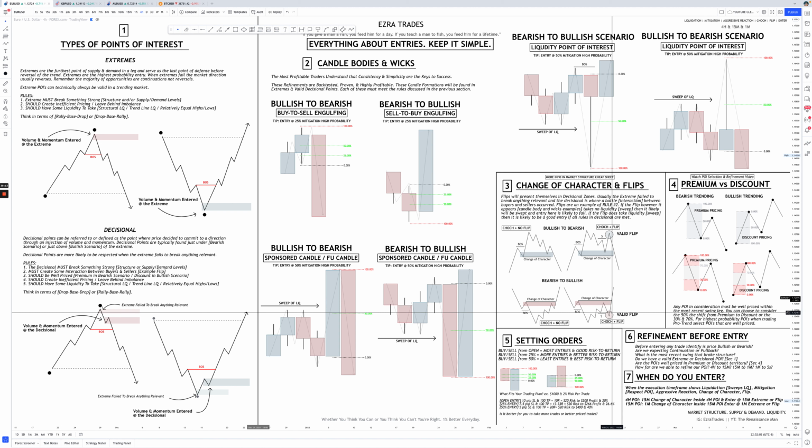And this, once again, should look like these examples. It could look like this, but realistically, if it sweeps liquidity, right, it's going to look something like this. It's either going to be a big wick, or it's going to be a sponsored candle that sweeps liquidity. That's what we would like to see. We would like to see a change of character and a flip for us to get our entries, especially when we're considering confirmation entries, right, inside of a refined point of interest, right?